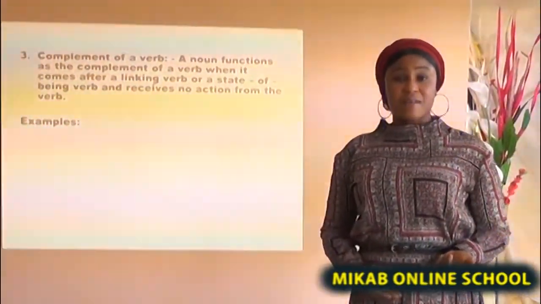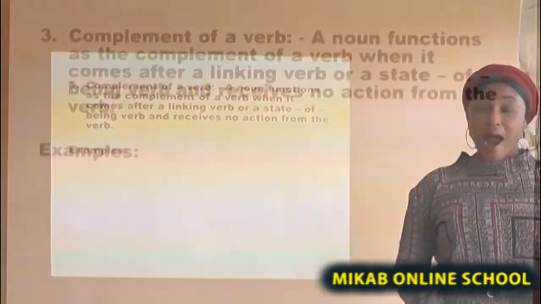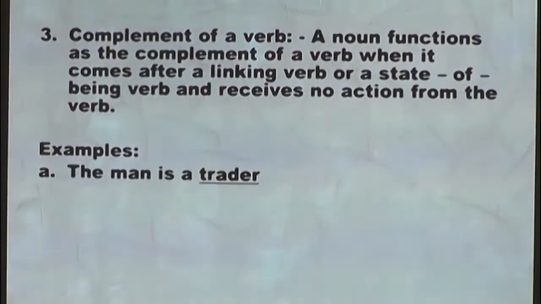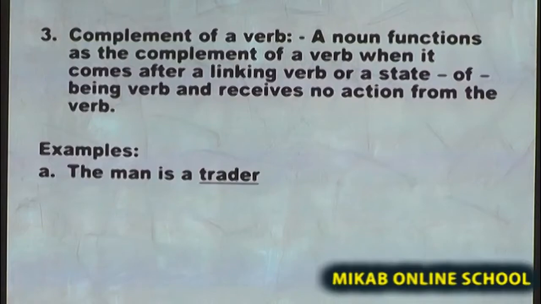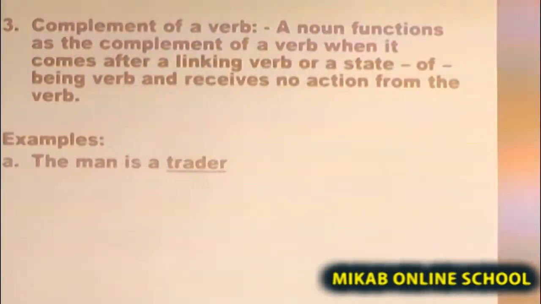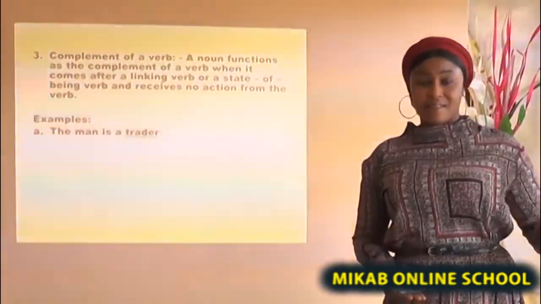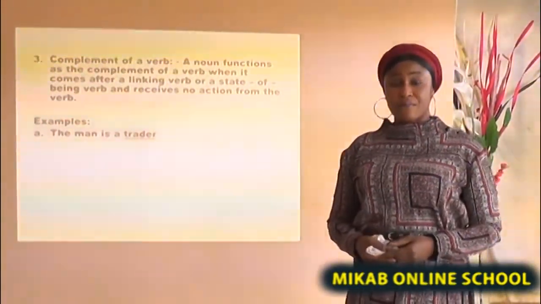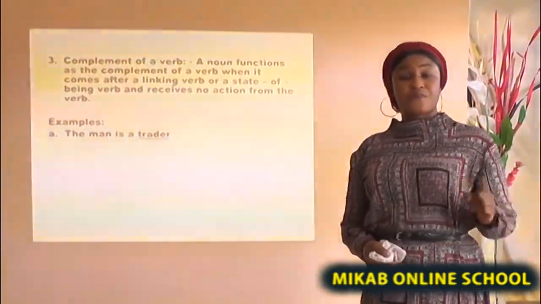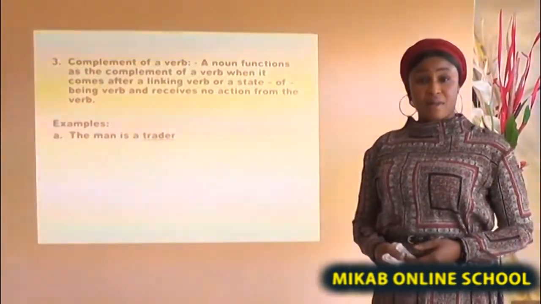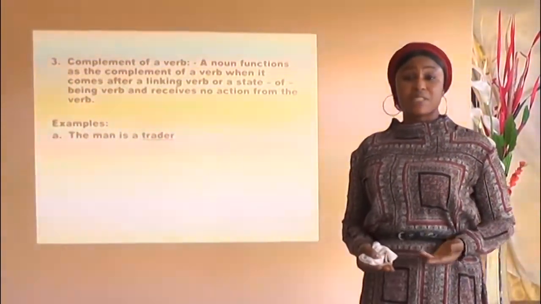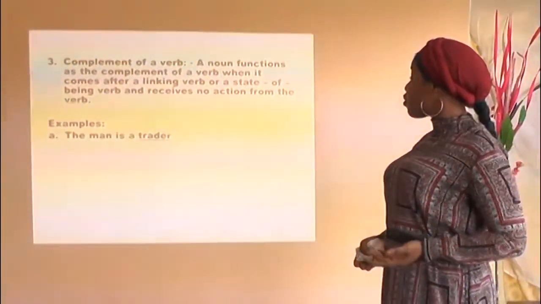And these linking verbs are is, am, was, were, are, be, been, and being. All these are what? Linking verbs. So when this noun comes after this linking verb, and it helps us to define the what? The former noun. The latter noun helps to define the what? The former noun. Therefore, you see that it is what? Subject complement or complement of a verb.